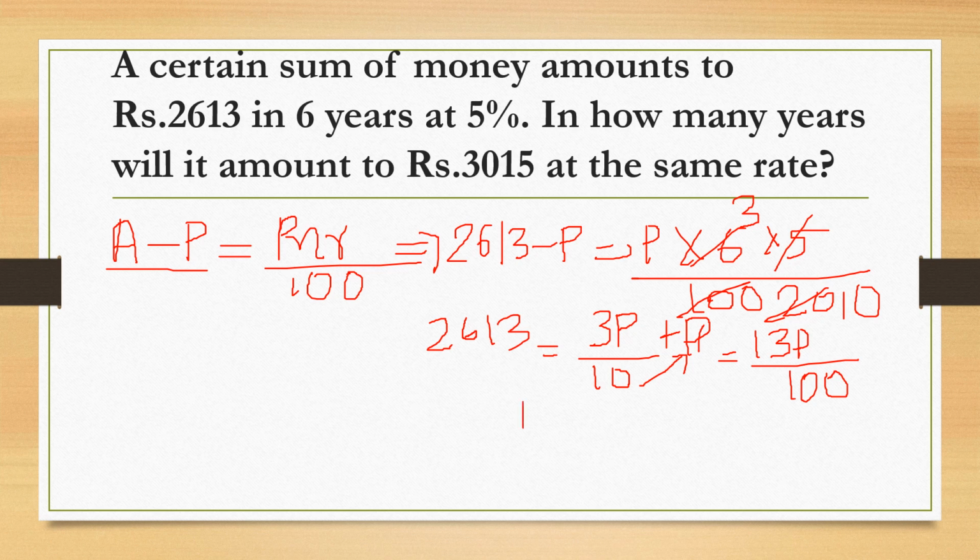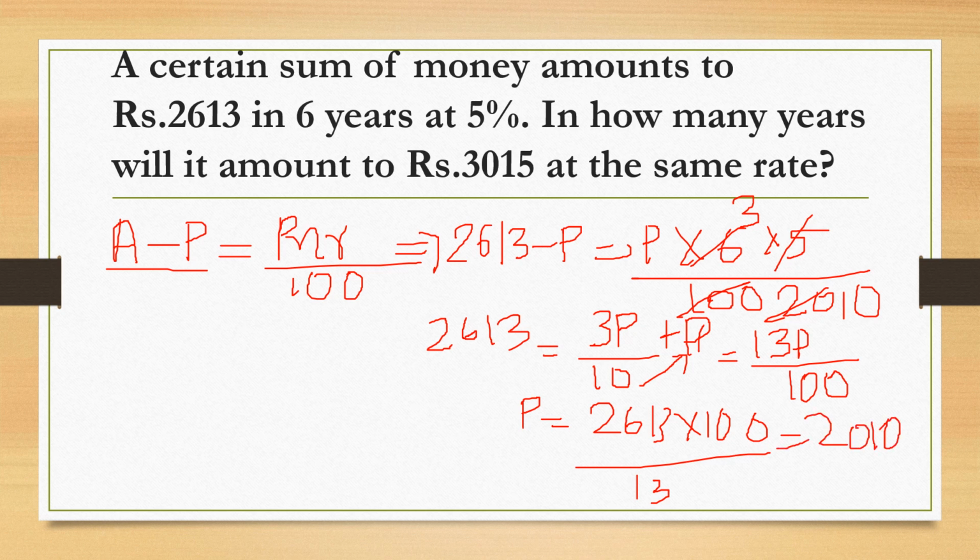So we will get P is equal to 2613 into 100 by 13. So on solving, we will get P as 2010, because 13 into 2 is 26, then we will get 0, and 13 into 1 is 13. So the P is 2010.